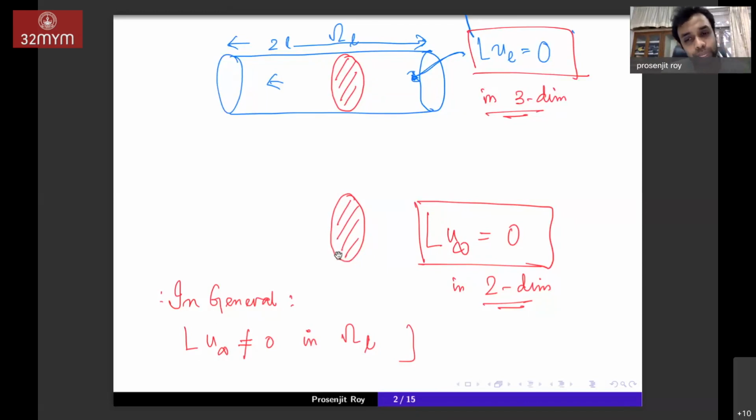So this is the kind of problem I will try to address: whether I put a PDE on a long cylindrical domain, whether this solution UL has some connection with the same problem put on a lower dimensional domain, in particular the cross section of the cylinder, the solution that you get for a lower dimensional problem.